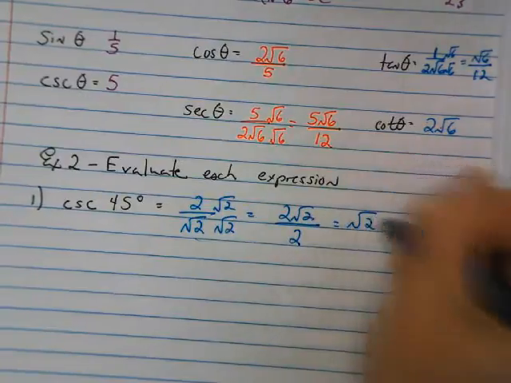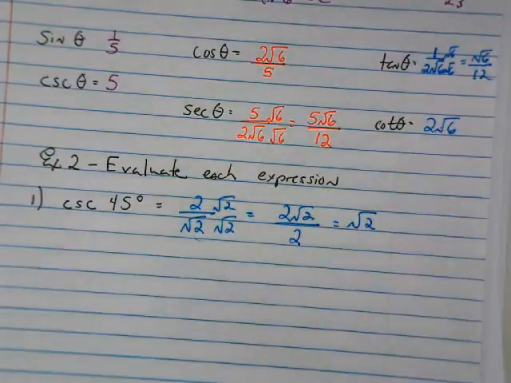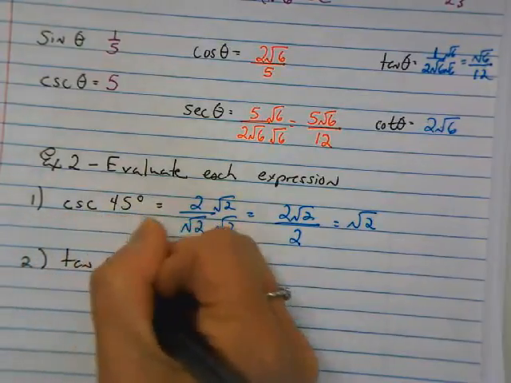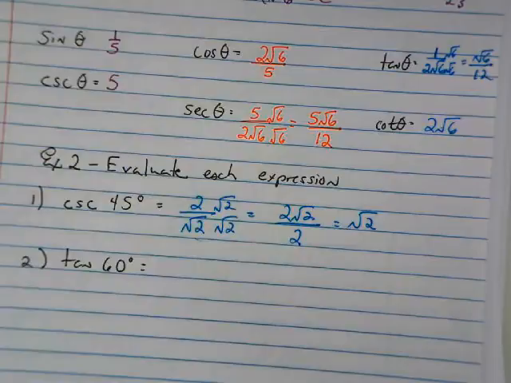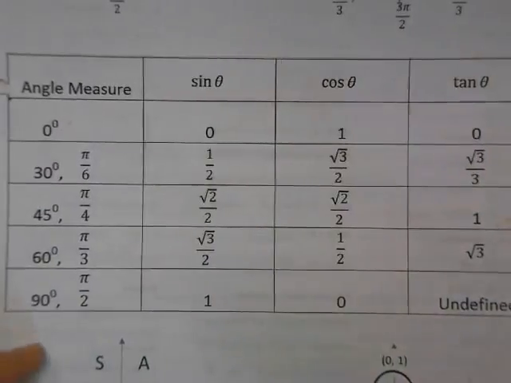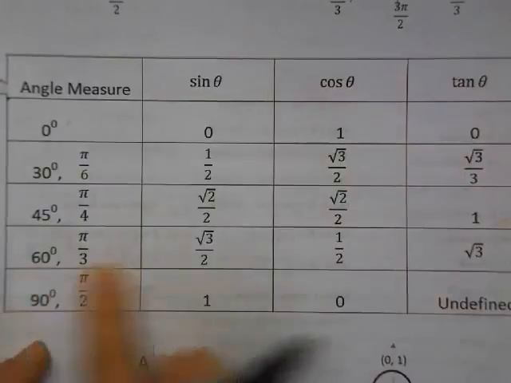Alright, let's try another one. How about if I want the tangent of 60 degrees? Go to your chart, find your 60 degrees. I want tangent, so 60 degrees, tangent, square root of 3. So my answer is square root of 3.